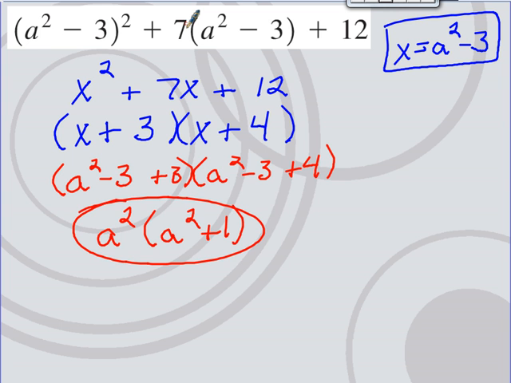So what's another way I could have worked this? Could I square this out? Could I distribute this, combine like terms? Sure. Would you get the same answer? Yes. Okay.